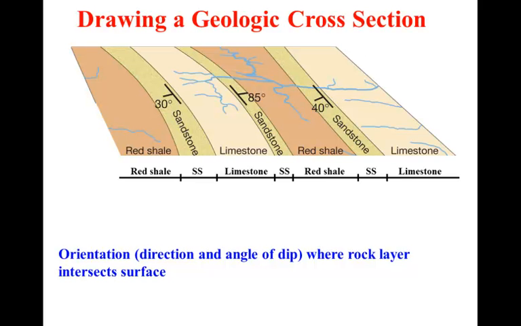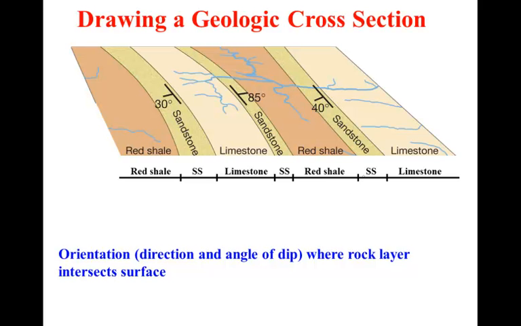You can see that the sandstone layer has had its dip direction and angle measured at 3 locations within the map area. The sandstone in this area dips 30 degrees to the west. The sandstone in this area dips much more steeply, 85 degrees, and it dips towards the east. And then in this area, the sandstone dips 40 degrees to the west.